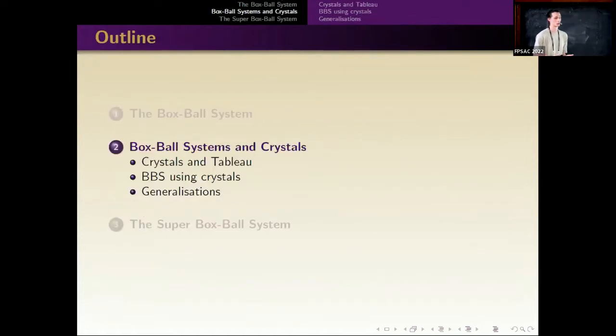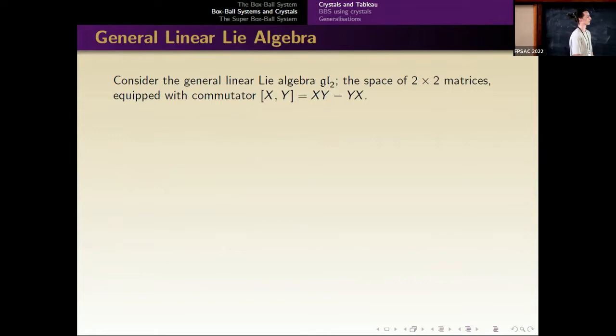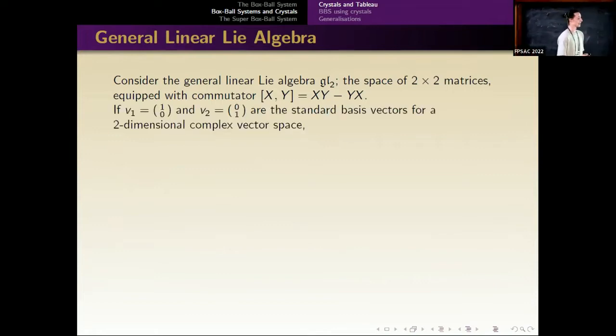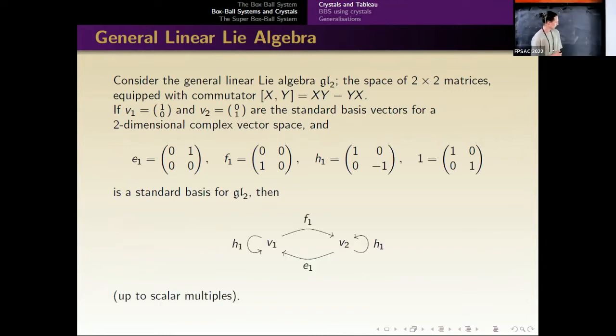Okay, so now I'm going to go over a brief intuitive description of crystals and how we encode a system using tableaux. We'll consider the general linear Lie algebra, GL2, which is the space of 2 by 2 matrices equipped with the commutator. We'll also consider the standard basis vector for the two-dimensional complex vector space, and we have the basis for GL2. And so we have the following relationship between how GL2 acts on this basis.